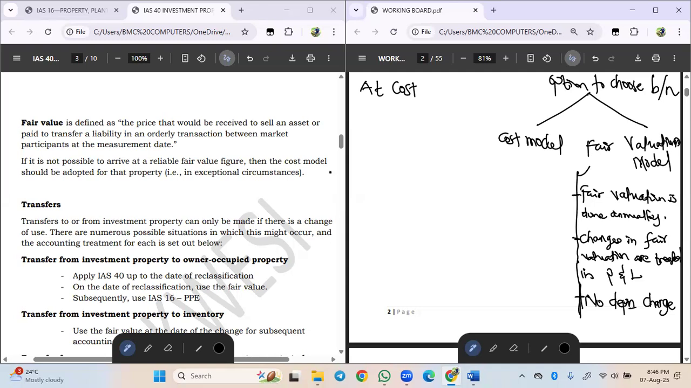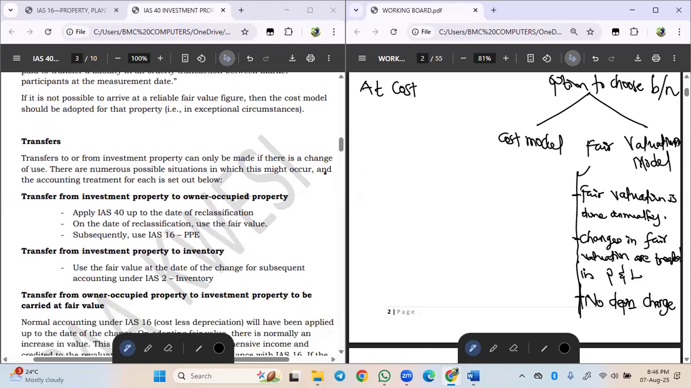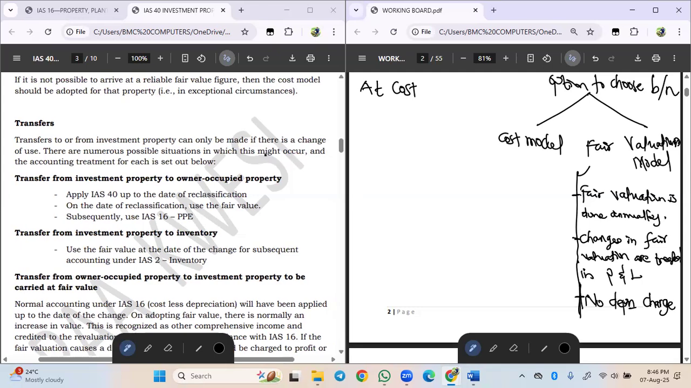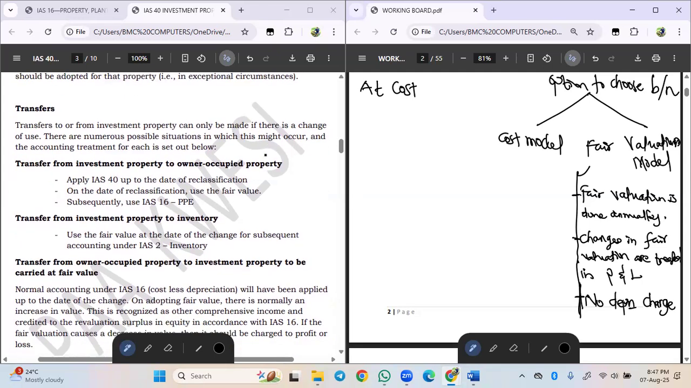So let's look at transfers. There was one question under PPE that I said we've not done IAS 40, we've not done IAS 2. So when we treat this, go and try the last past question and compare it with the answer, because there's a question here we solved that is similar to the past question. Now, transfers to and from investment property can only be made if there is a change in use. This one is very important.